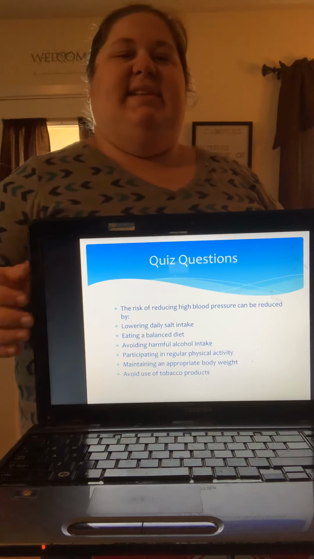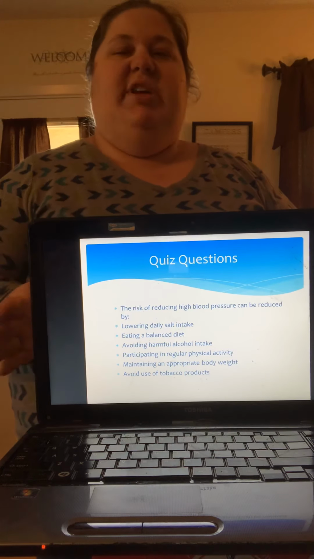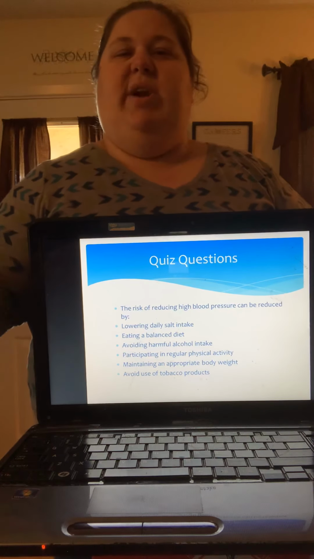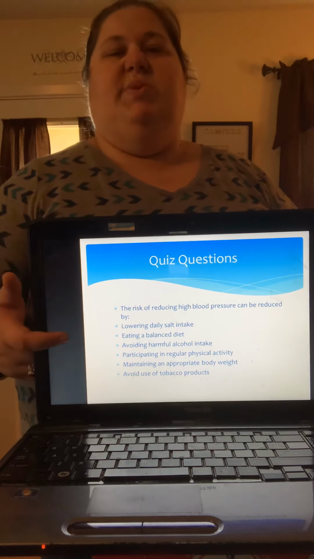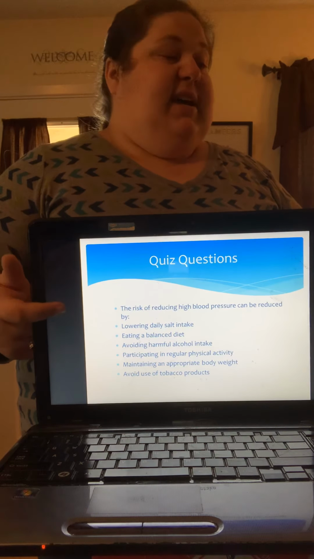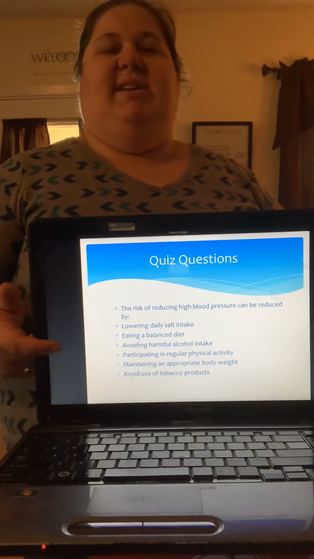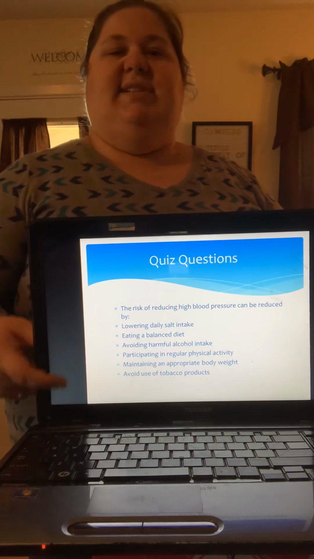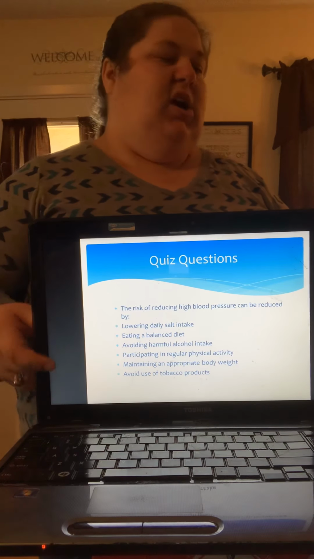So this slide here is an example of a quiz question. At the completion of the lesson, students would have a quiz that has multiple choice options to reinforce their learning and ensure that knowledge was gained. So this is a select all that apply question that discusses the risk-reducing aspect of preventing hypertension. So the answers are all correct. It's select all that apply with all options being correct.